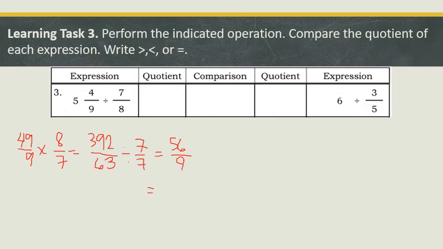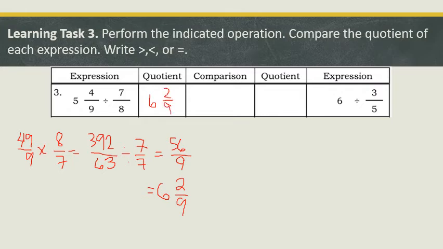So, ang 56 and 9, 56/9 is improper. So, gagawin natin siyang mixed number. So, magiging 6 and 2/9. So, bakit 6 and 2/9? So, 9 times 6 is 54 plus 2 is 56. So, ito po ay magiging 6 and 2/9.